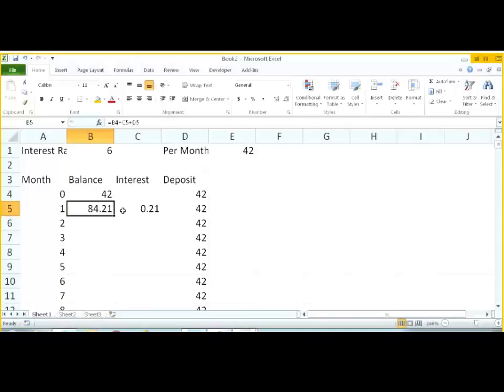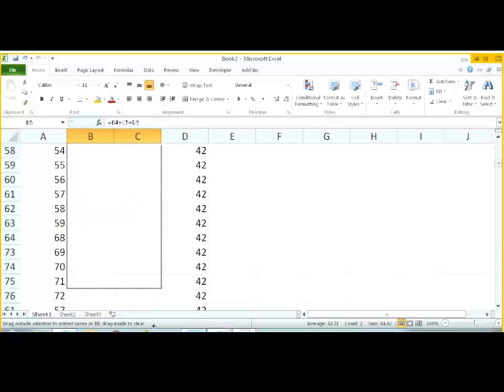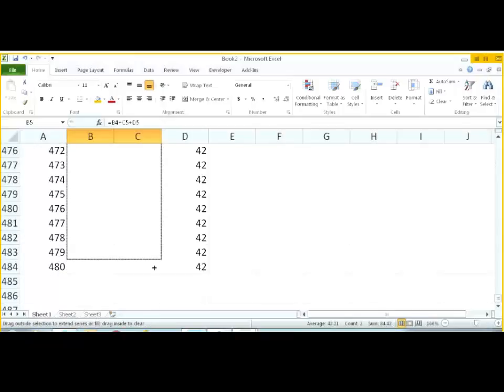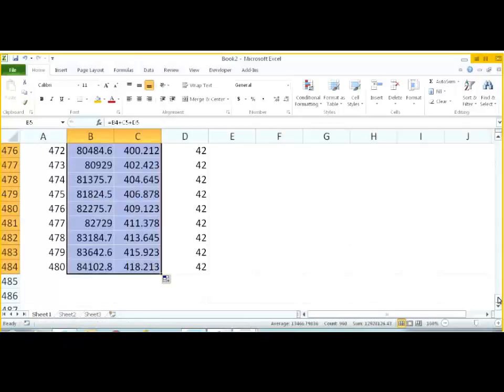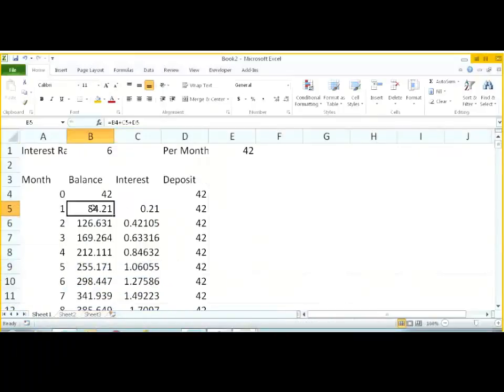Now I should be able to copy these formulas down all the way down, and it should work. So let's do this. So I'm just copying those values. They'll take the previous, yeah, okay, so there we go.